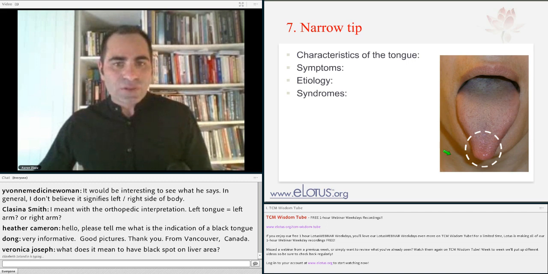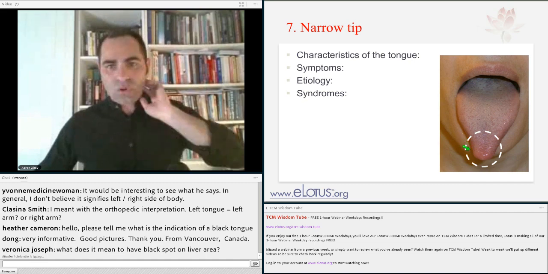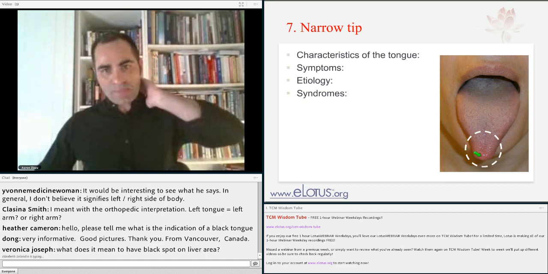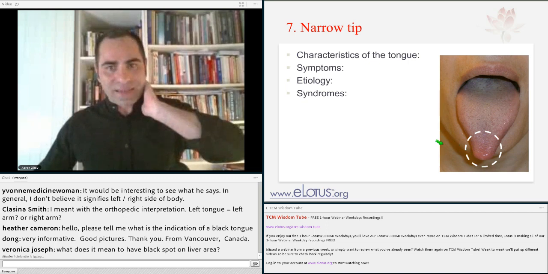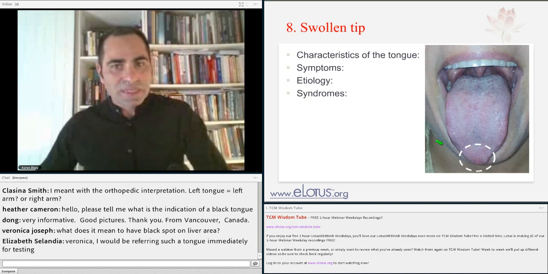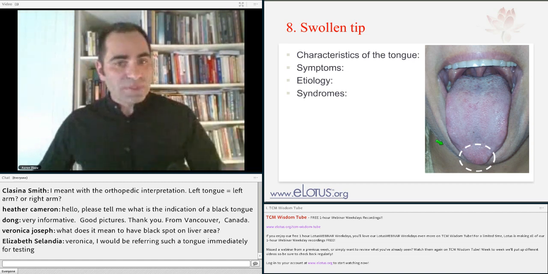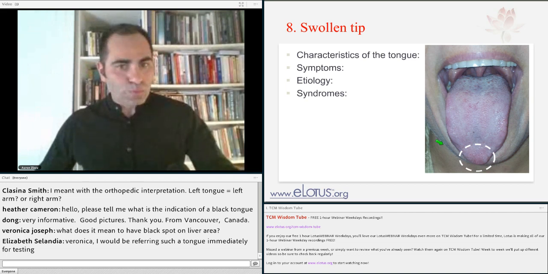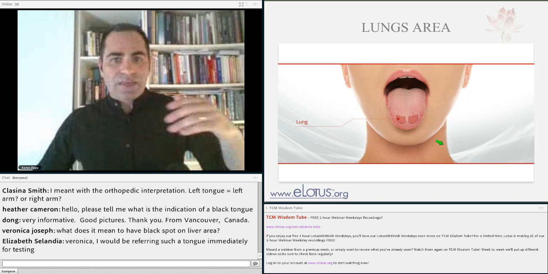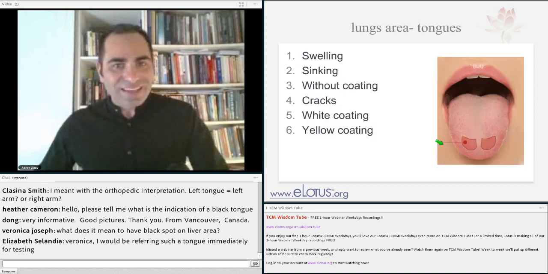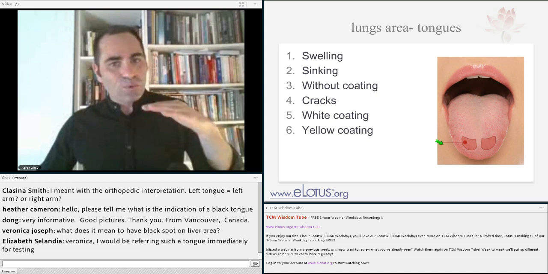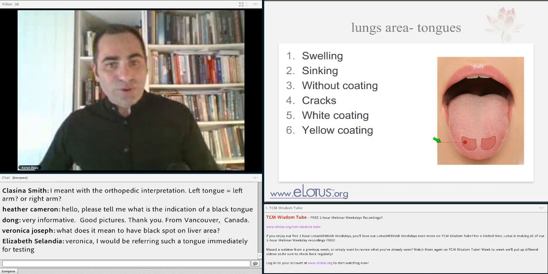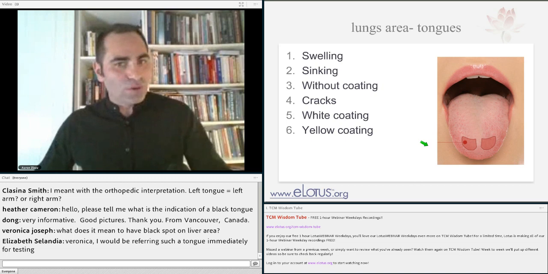When the narrow tip, it also can indicate not only the emotional aspect, but also the neck area, okay, because this is the head and neck, so stiff neck and neck problems. And swollen tip can also indicate different problems of, I will say, even cardiovascular problems, so we need to consider that too. Lungs area, just briefly, we have swelling and sinking without coating, with cracks or one crack, white coating or yellow coating.